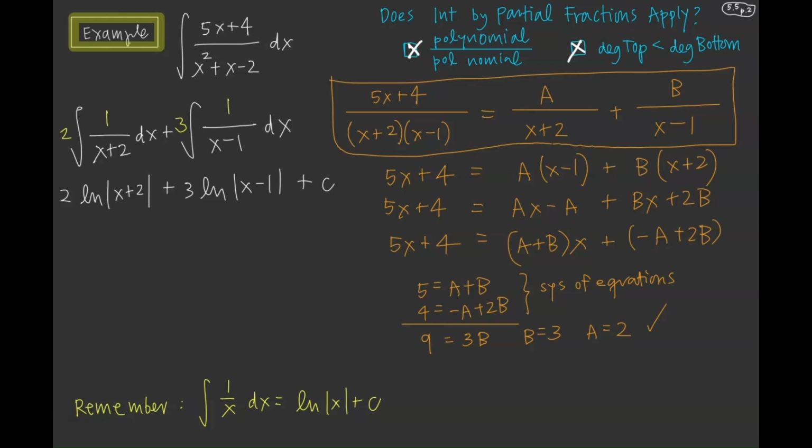So let's convince ourselves that this is true. If I took the derivative of this, it would be 1 over x plus 2 times the derivative of what's inside, but the derivative of what's inside is just 1, plus 3 times 1 over x minus 1 times the derivative of what's inside. Again, the derivative of what's inside is just 1. So this is a very valid antiderivative. This is the solution to that integration.